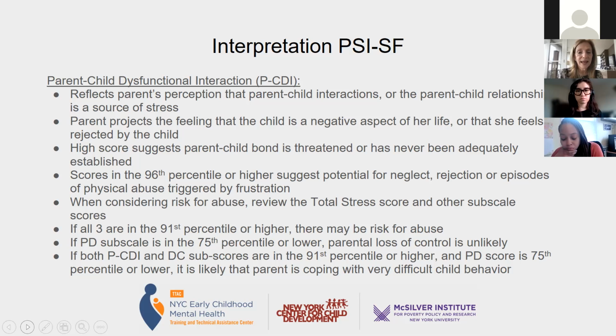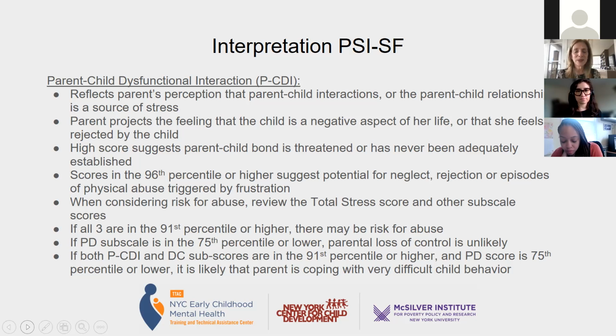And if the interaction and the difficult subscale scores are in the 91st percentile or higher, and the parenting distress score is 70th percentile or lower, then it's likely that the parent is in fact coping with a difficult child. So those are just some guidelines. They do make some intuitive sense, but they can also be confusing. Does anybody have questions about this?